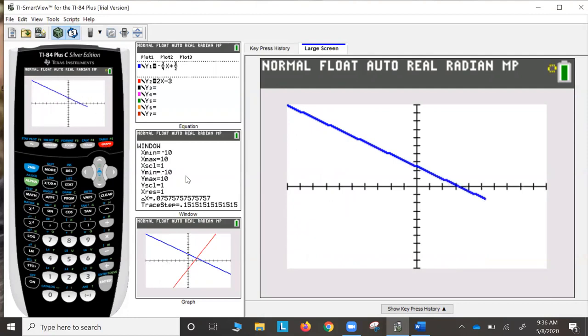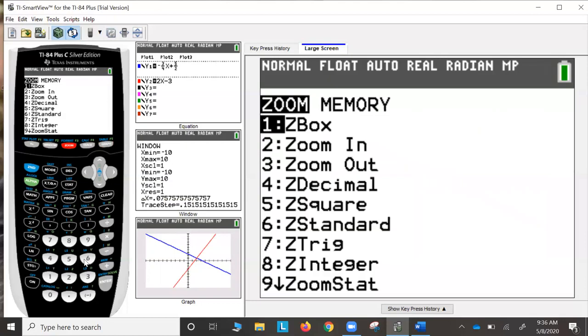While that's graphing it, I want to tell you that there is another way to get to your standard window. If this was not your standard window, maybe you had just finished another problem where you had a different window, you could go in and manually type your standard window, negative 10 to 10, scale of 1, negative 10 to 10, scale of 1. But there's a quick way to get your standard window, and that is clicking Zoom 6. 6 says Z standard, so Zoom 6.